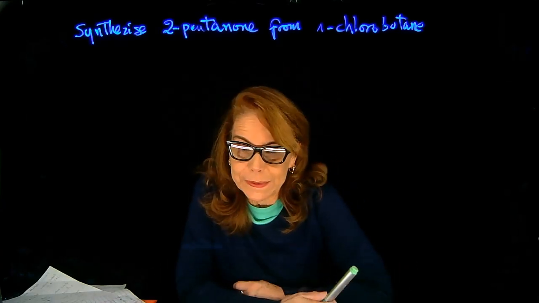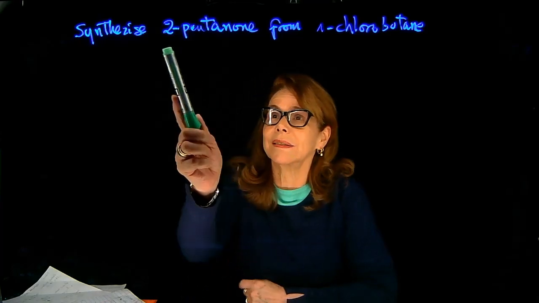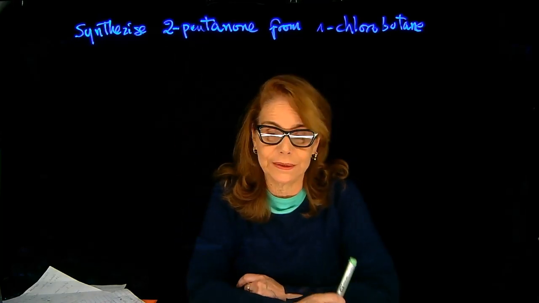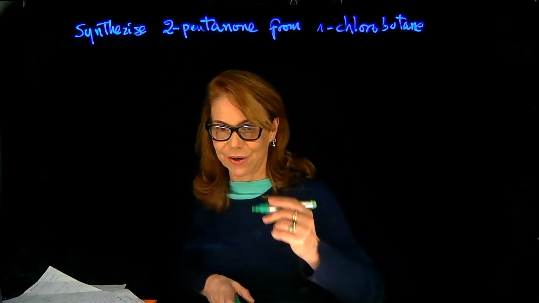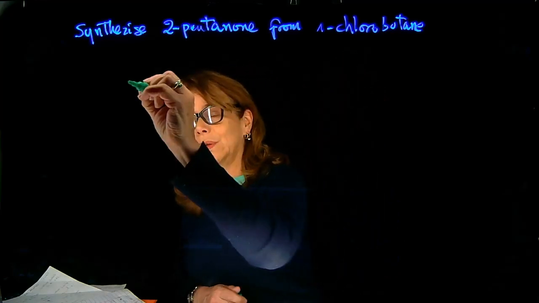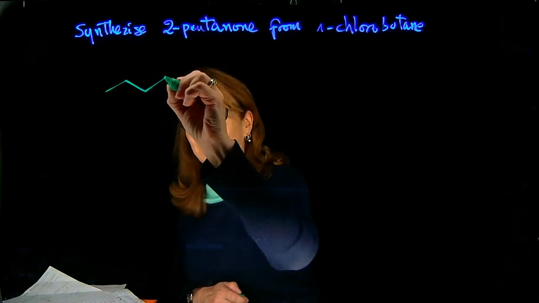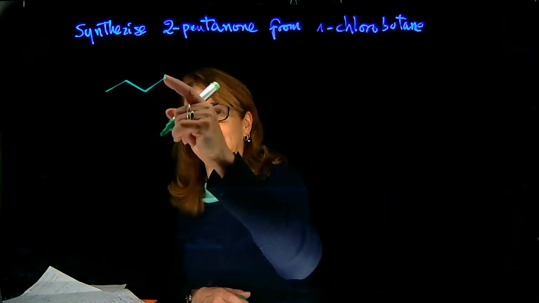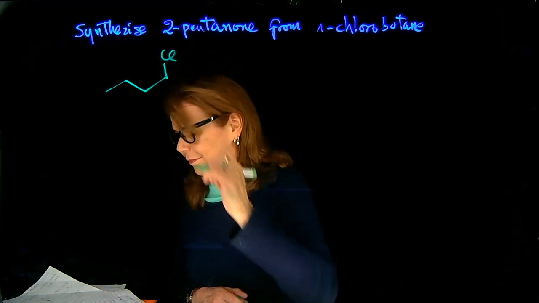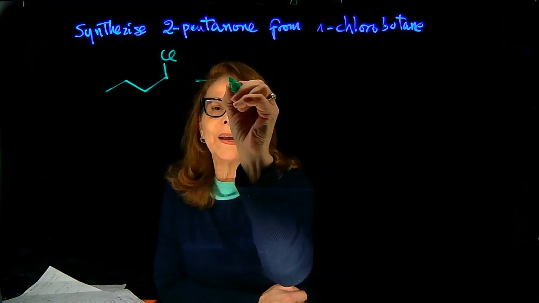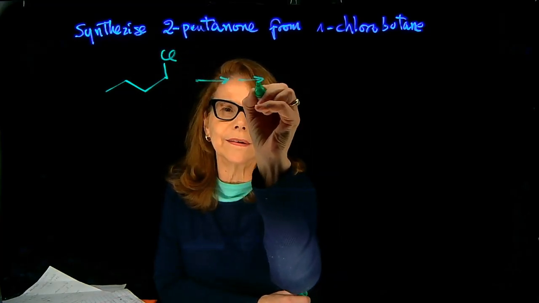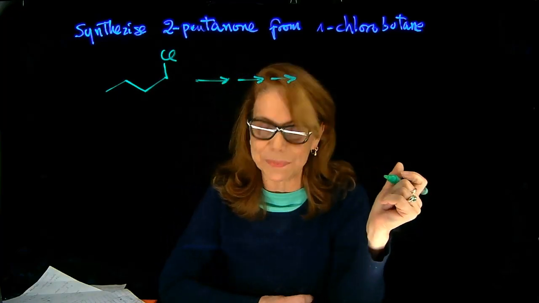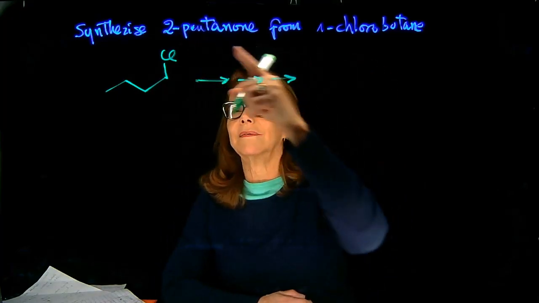In this problem, we are going to propose the synthesis of 2-pentanone from 1-chlorobutane. So let's draw the structures first. I'm starting with 1-chlorobutane, so 1, 2, 3, and 4, and I'm going to have a chlorine here. And I need to make, so I'm going to do this, signifying I have several steps. And I'm going to make 2-pentanone.